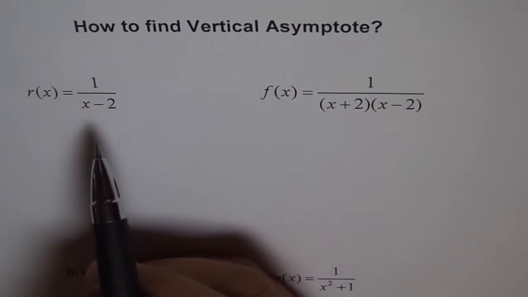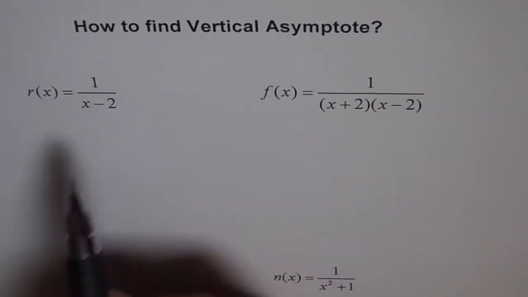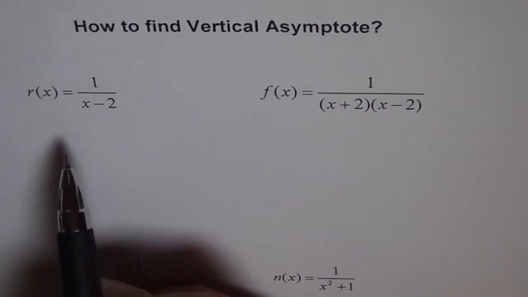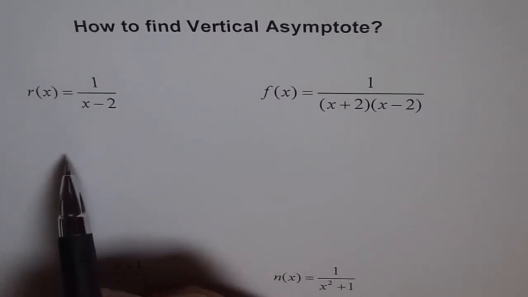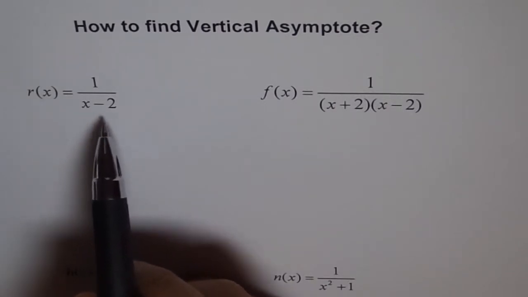Okay, here is the first example. R of x equals 1 over x minus 2. Now, when will you get a vertical asymptote? You are going to get a vertical asymptote if the denominator is 0. And then, when is the denominator 0?